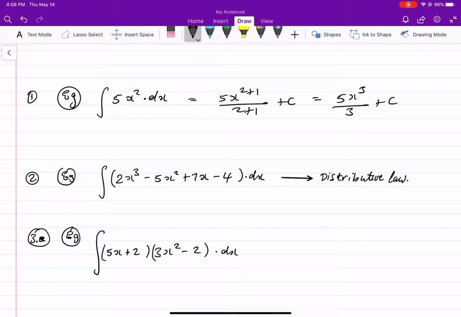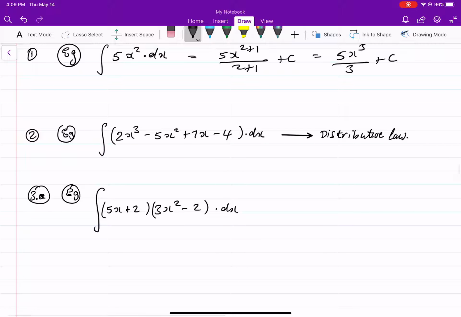The integral of 2x cubed minus 5x squared plus 7x minus 4. Well, each part looks like a polynomial. And does integration distribute over addition and subtraction? The answer is yes, which means we could integrate each part separately and then add the results together. So let's see how this one is going to work. And I have a note next to it that says effectively the distributive law works. The distributive law of integration over addition and subtraction.